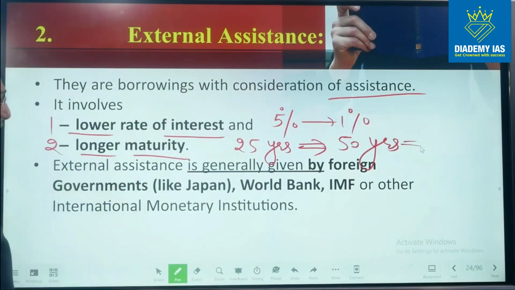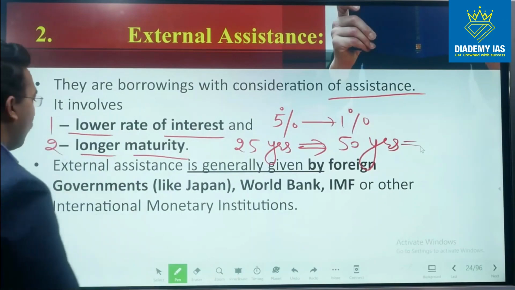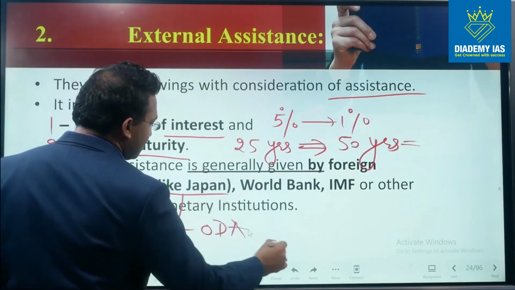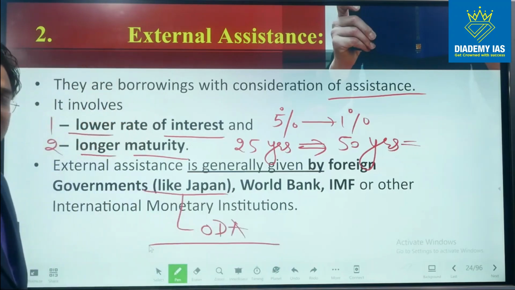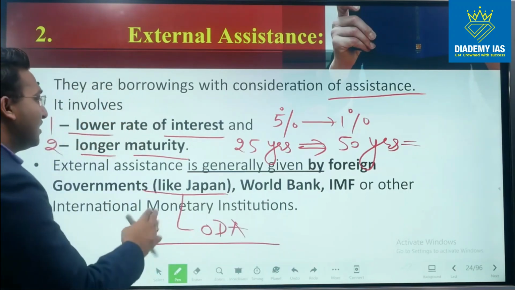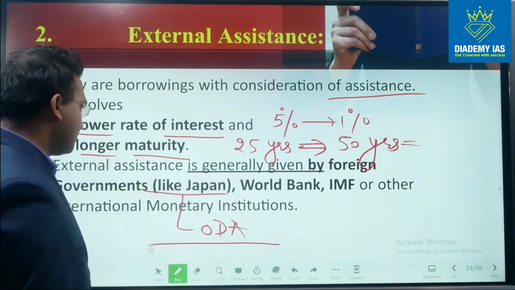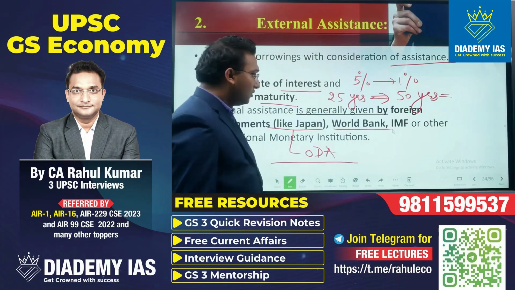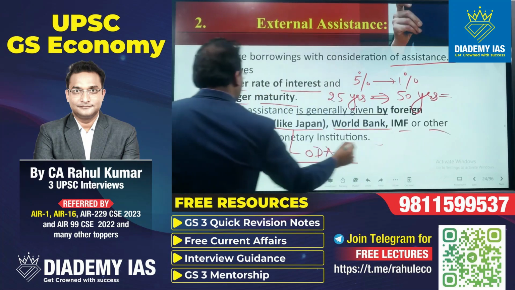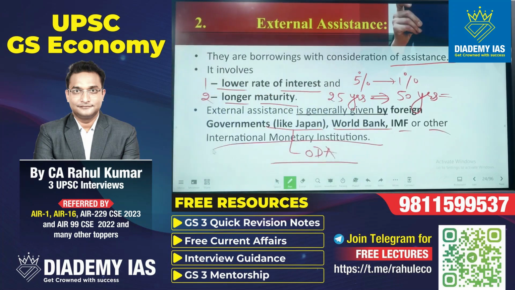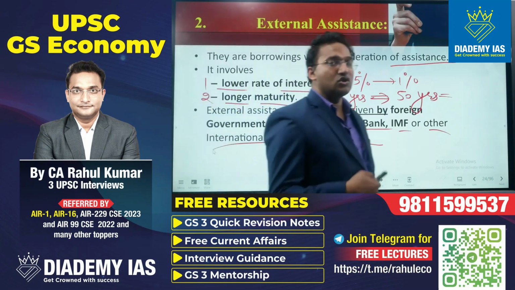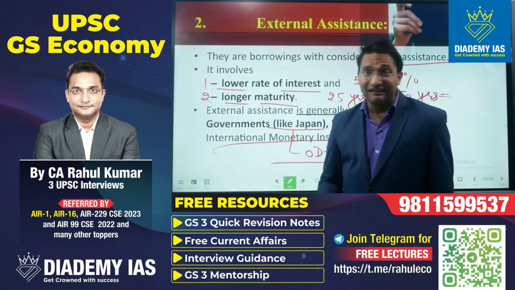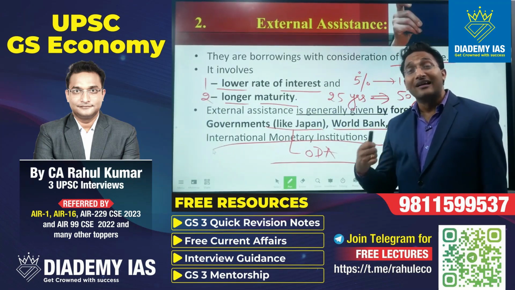External assistance is generally given by foreign governments. Who gives? Foreign governments like Japan. Japan gives it through the Overseas Development Agency. This agency gives the loan at a low rate of interest or for a long period of time. Or the World Bank also gives such kind of loan, or IMF or other international monetary institutions. So this is external assistance. Whenever you hear the term external assistance, don't think that this is a gift, this is not a grant. This is a loan which is given on relaxed terms and conditions.